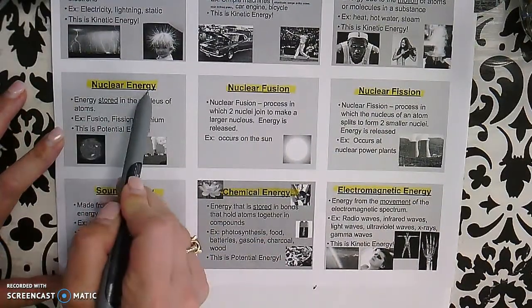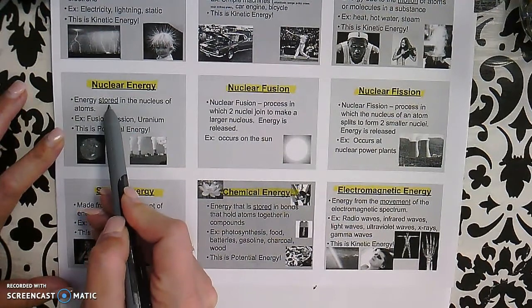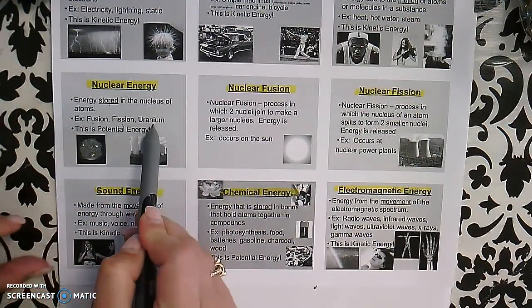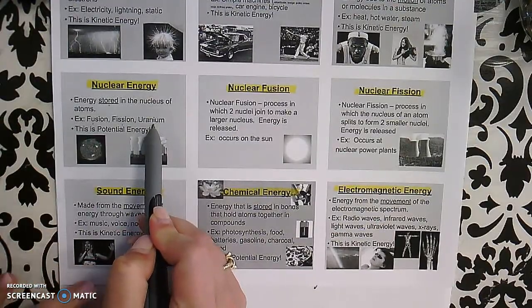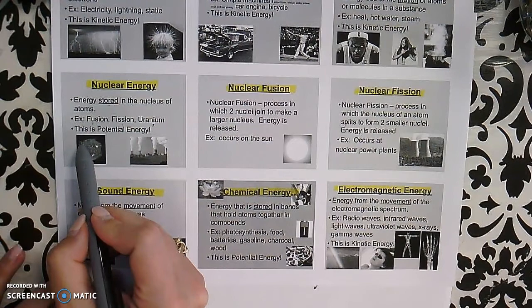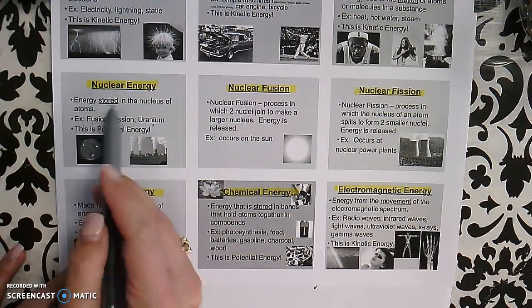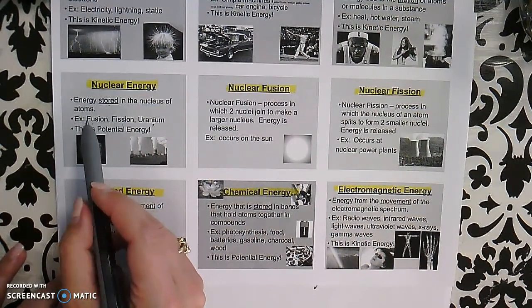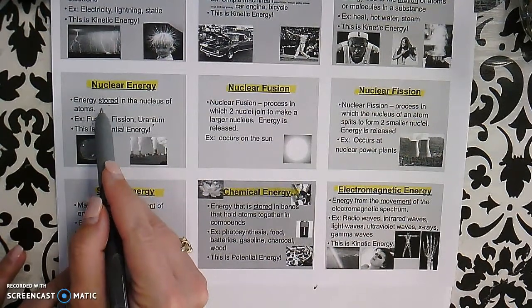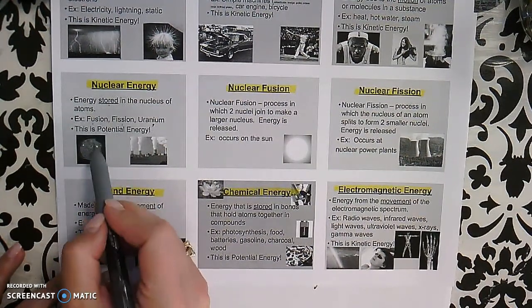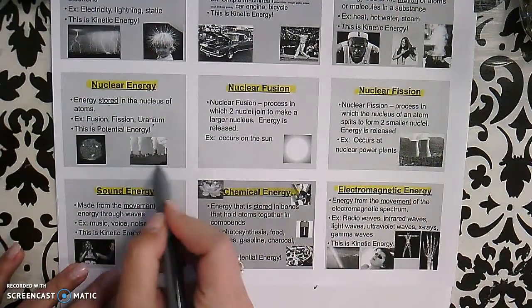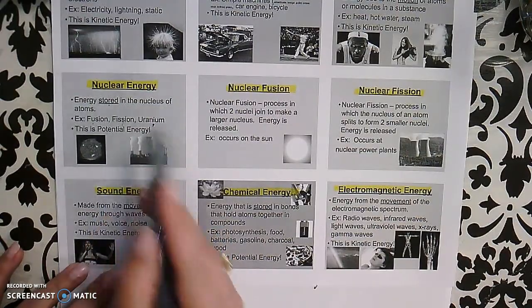Then we have nuclear energy, and this is energy that is stored in the nucleus of atoms. So this could be fusion, it could be fission, it could be the element uranium, number 92 on the periodic table. Now this is going to be a new one. This is potential energy, because we have this word stored. Potential energy is energy of composition, what the object is made of, or position, how high it is off the ground. So we have a picture of the sun where fusion takes place, and we have a picture of a nuclear power plant where fission takes place.